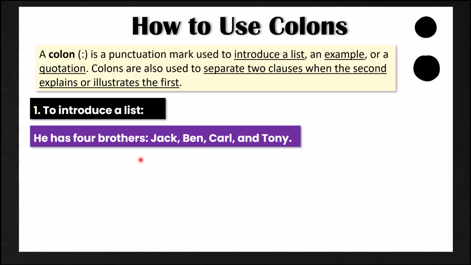He has 4 brothers: Jack, Ben, Carl, and Tony. Here we have a list of 4 different items. So we're using this colon to introduce this list. You can see we have used a colon after an independent clause that then introduced this list. Don't put a colon here if there is not an independent clause before the list.